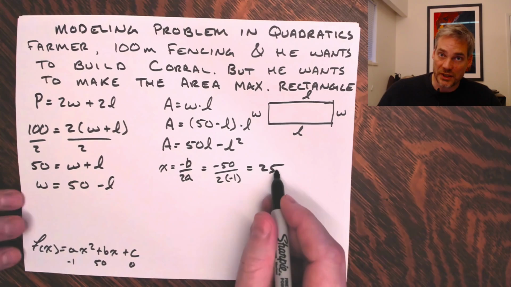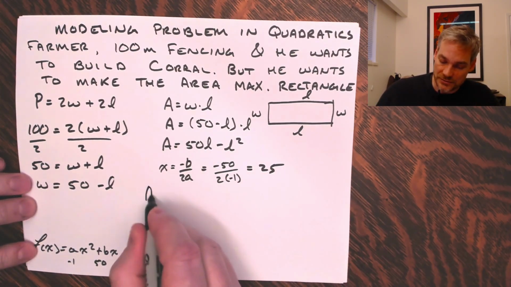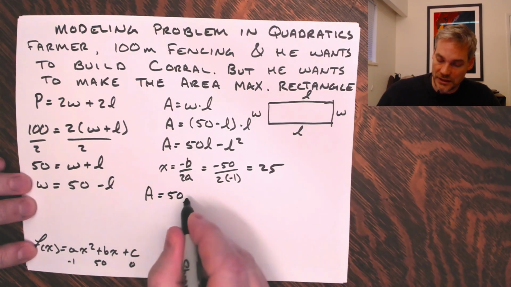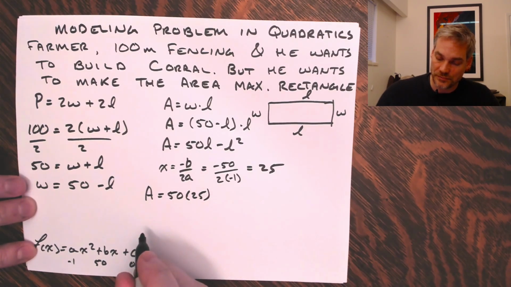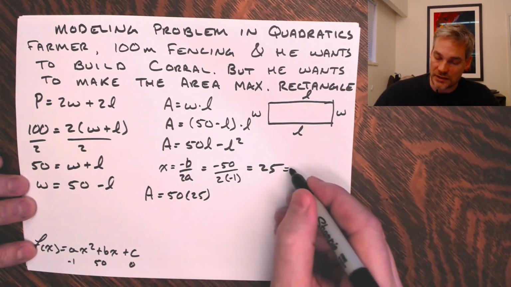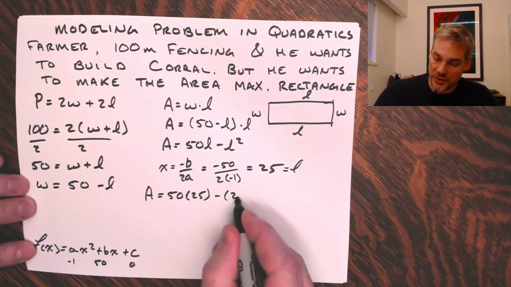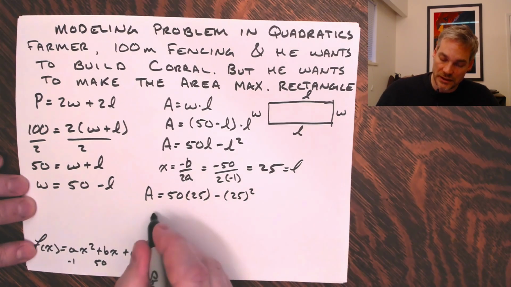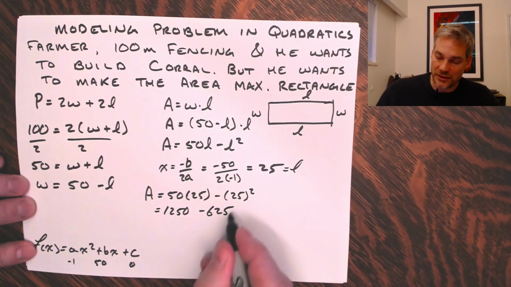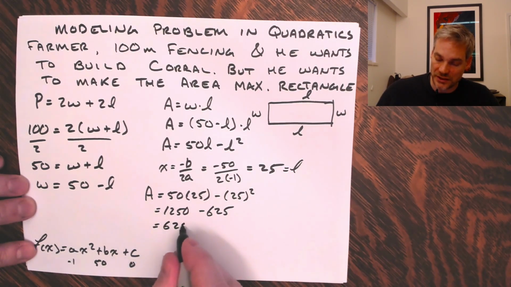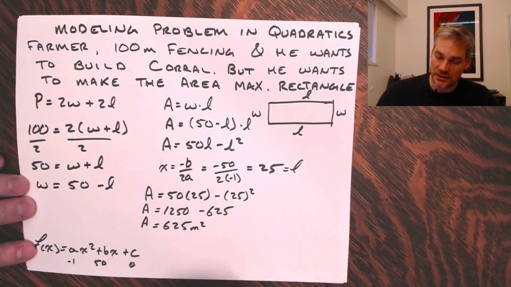So why don't we find what our y value is for the vertex, and we substitute that back into our area function. So area equals 50 times 25. So let's say this is our L. We solve for L in this. And this is 25 squared. So this will be 1250 minus 625, which is 625. And because it's an area, this is meters squared.